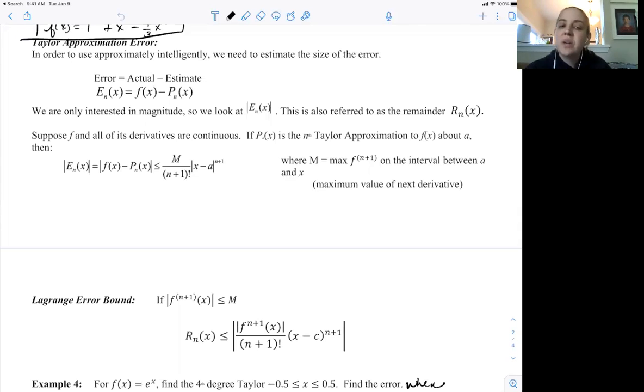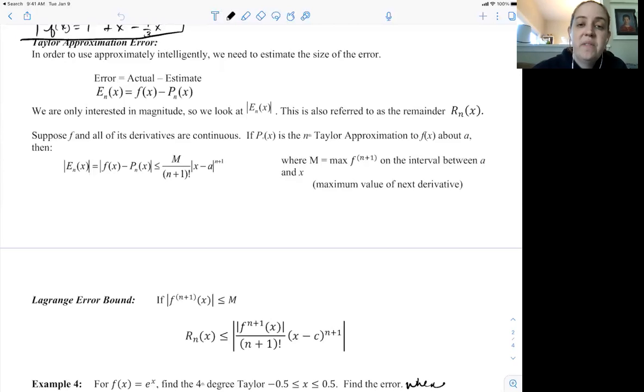So your error, just like when you do experiments and calculations in any of your science classes, chemistry, physics, whatever, your error is the actual amount minus the estimate. So same thing here. Our error is going to be the actual function minus the estimate, which is that Taylor polynomial. You're only interested in the magnitude, so we look at the absolute value of the error. I don't care if it goes over or under, so absolute value. This is also referred to as the remainder.